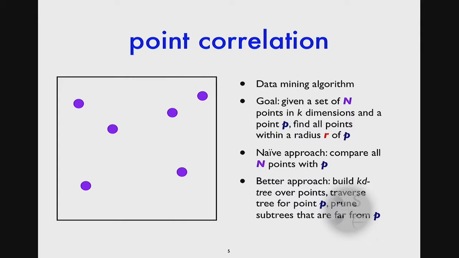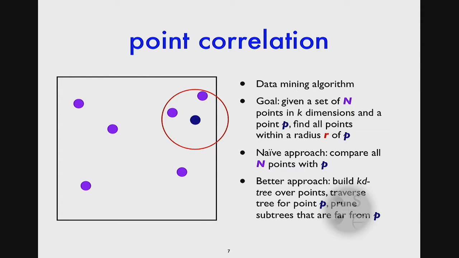And the idea behind point correlation is the following. So given a set of points in k dimensions, so this is points in 2 dimensions, and a point p, so this blue point here, p, I want to find all the points that are within some radius r of p. Right? This is a classic n-body problem. And so here the answer is 2. And of course, the higher this number is, the more clustered the points are. The lower the number is, the less clustered the points are.